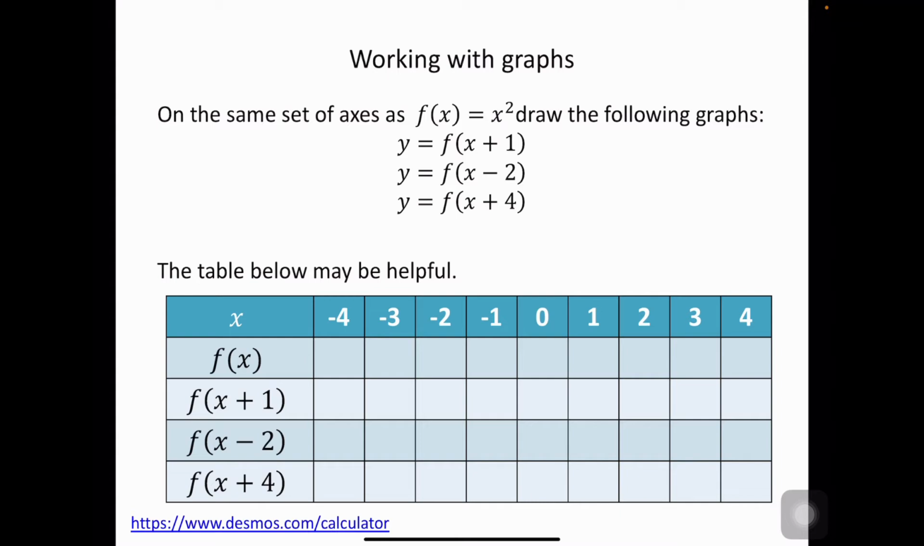Here I'm going to show you a few similar examples, but using the tables, and hopefully they'll be easier to understand. So on the same set of axes as f of x equals x squared, draw the following graphs. y equals f of x plus 1, y equals f of x take away 2, and y equals f of x plus 4. So firstly, using my knowledge of composite functions, I'm going to write what these functions are going to be. So (x plus 1) squared, (x take away 2) squared, (x plus 4) squared.